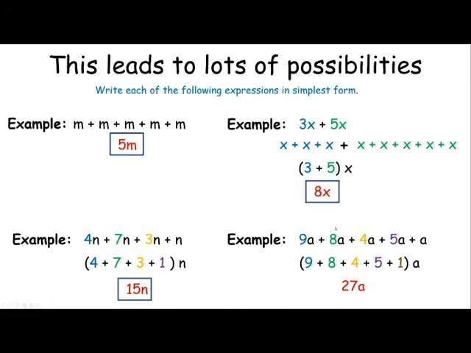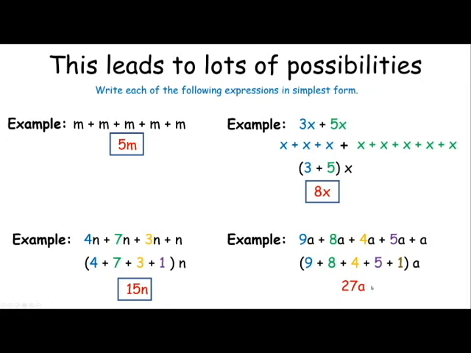Now, more than likely, you are not going to take the time to write this out every time. Most of us are going to do this with mental math. We're just going to say 9 of them, 8 of them, 4 of them, 5. We're going to add them all together and just realize that it's 27 a's. I put this in here for our notes so that you can see mentally what's going on, but probably I'm going to do this in my head.